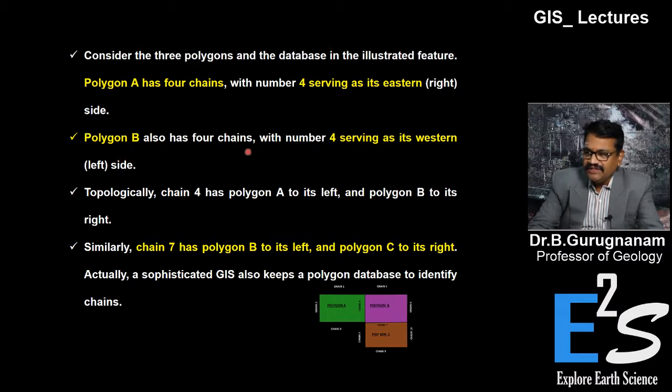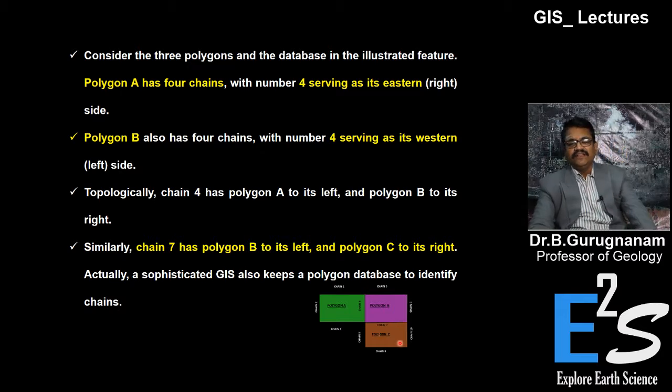So polygon B also has 4 chains. You see you have your 4 chains here, but chain 7 connects polygon B and polygon C. Polygon A also has 4 chains, but only one chain is connecting and acting as a relation between these two polygons, whereas this chain is connecting between this polygon and this polygon. Topologically, chain 4 has polygon A to its left and polygon B to its right. Chain 7 has polygon B on left, polygon C on right.